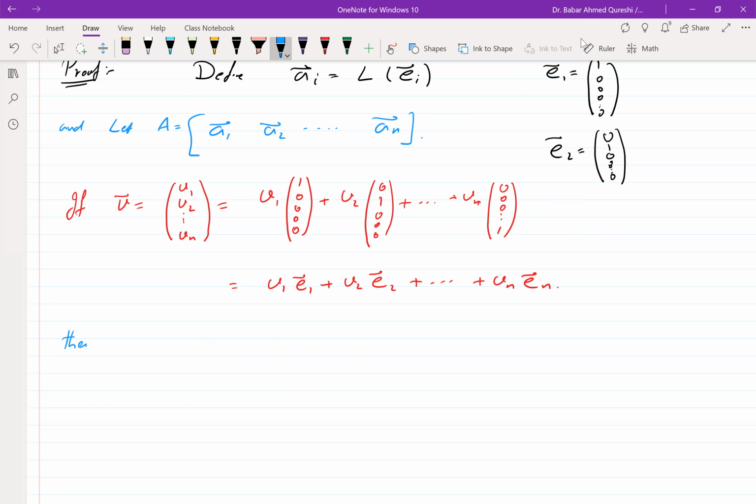Then if I apply L on V, what is the effect? Well, whatever the effect is, I know that by linearity, it has to split. So I'm applying it on this expansion because V is equal to this expansion. And because of linearity, it must split.